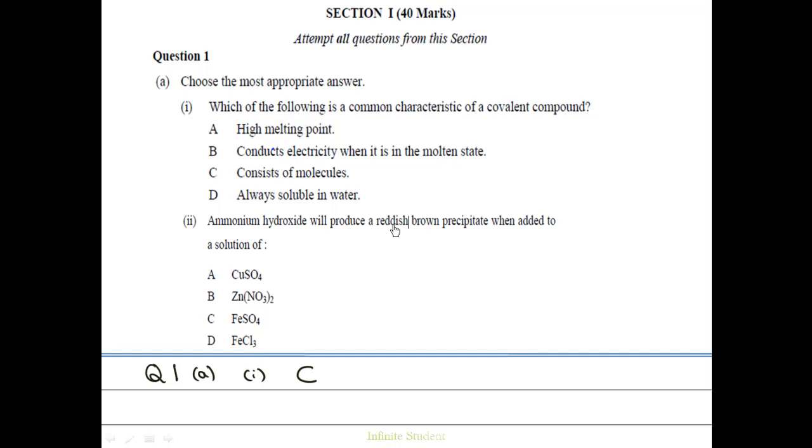If you look at the question, reddish-brown precipitate. Now reddish-brown precipitate is characteristic of Fe3+. The only ferric salt you have is D, that's ferric chloride, and therefore the correct answer would be D.